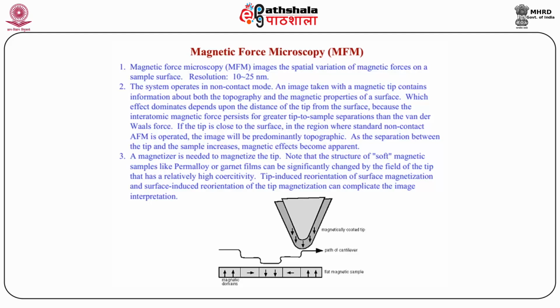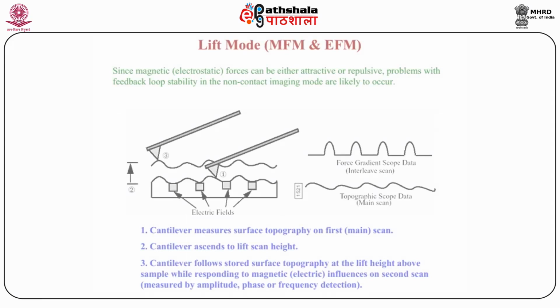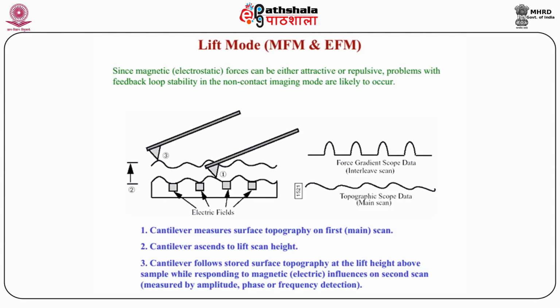Note that the structure of soft magnetic samples like permalloy or garnet films can be significantly changed by the field of the tip that has relatively high coercivity. Tip-induced reorientation of the surface magnetization and surface-induced reorientation of the tip magnetization can complicate the image interpretation. This gives the lift mode of MFM and EFM. Since magnetic forces, or electrostatic as we call it, can be either attractive or repulsive, problems with the feedback loop stability in the non-contact imaging mode are likely to occur.